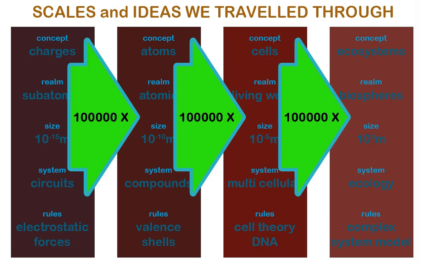Each chapter has a scale that is 100,000 times bigger than the one before it. 100,000 times bigger than the one before it. So electrons are 100,000 times smaller than atoms, and atoms are about 100,000 times smaller than cells, and cells are roughly 100,000 times smaller than your average small ecosystem.